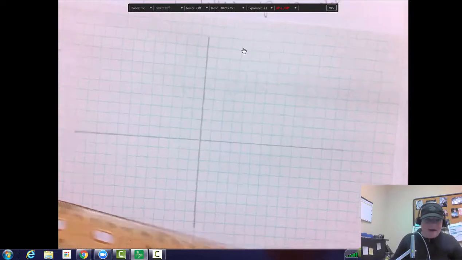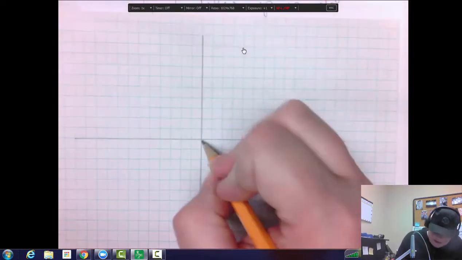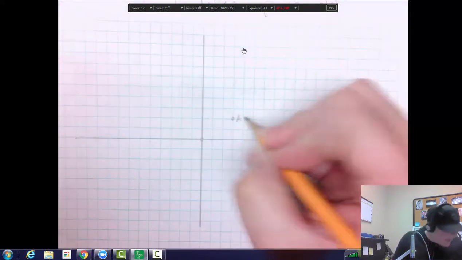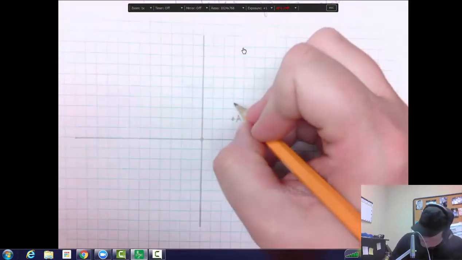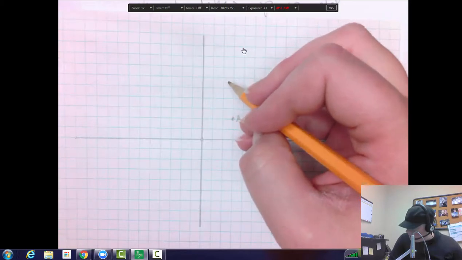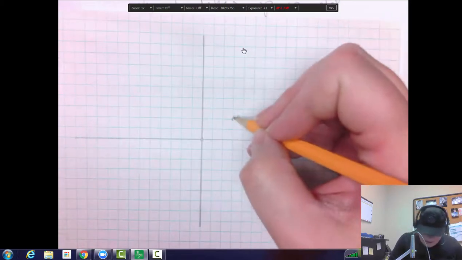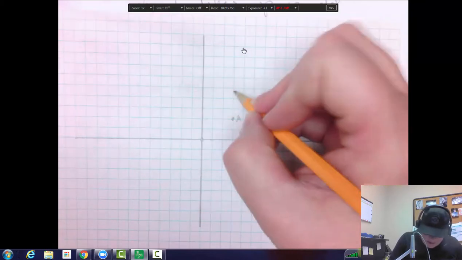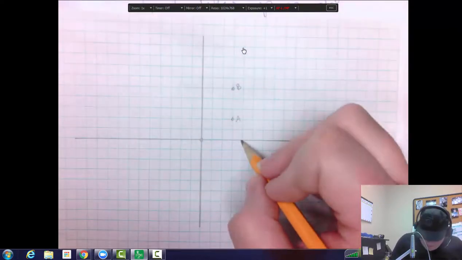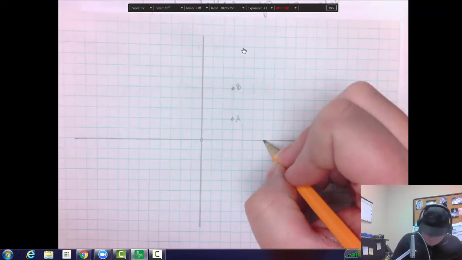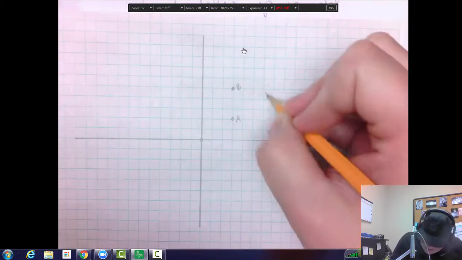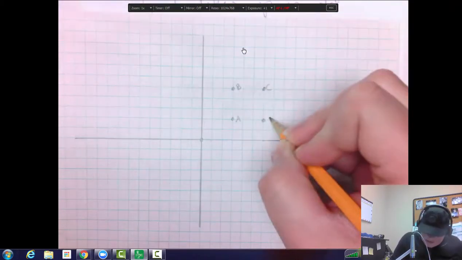All right, so there's our x and y axis, and here's our center at (0, 0). The first point was at (3, 2), so 1, 2, 3, then 2, and that's point A. The next one was at (3, 5), so 3, then 1, 2, 3, 4, 5, which is B. Then 1, 2, 3, 4, 5, 6. (6, 5) would be C, and (6, 2) is D.